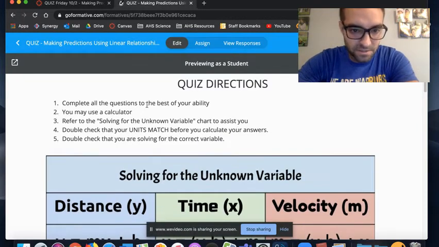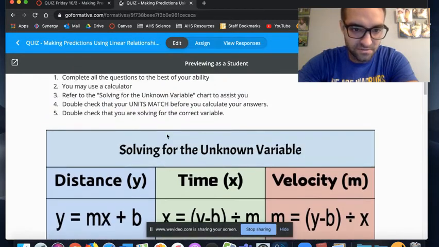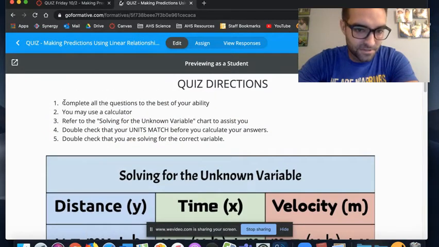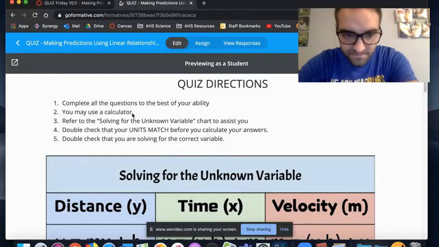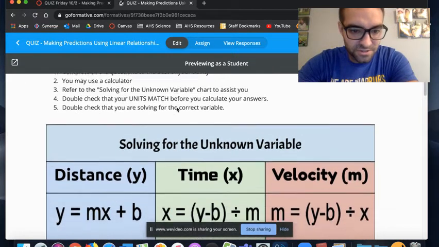Looking at the quiz, I've got some simple directions up here, and then I've got a table to kind of help us out. First, complete all the questions to the best of your ability. You may use a calculator. Of course, I don't expect you to do this by hand. Refer to the solving for the unknown variable chart to assist you.